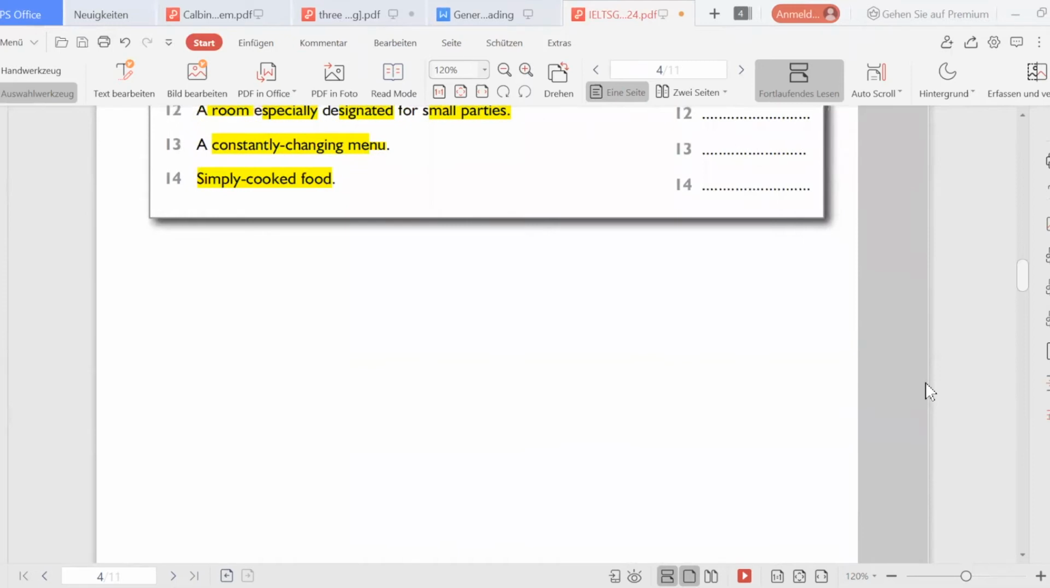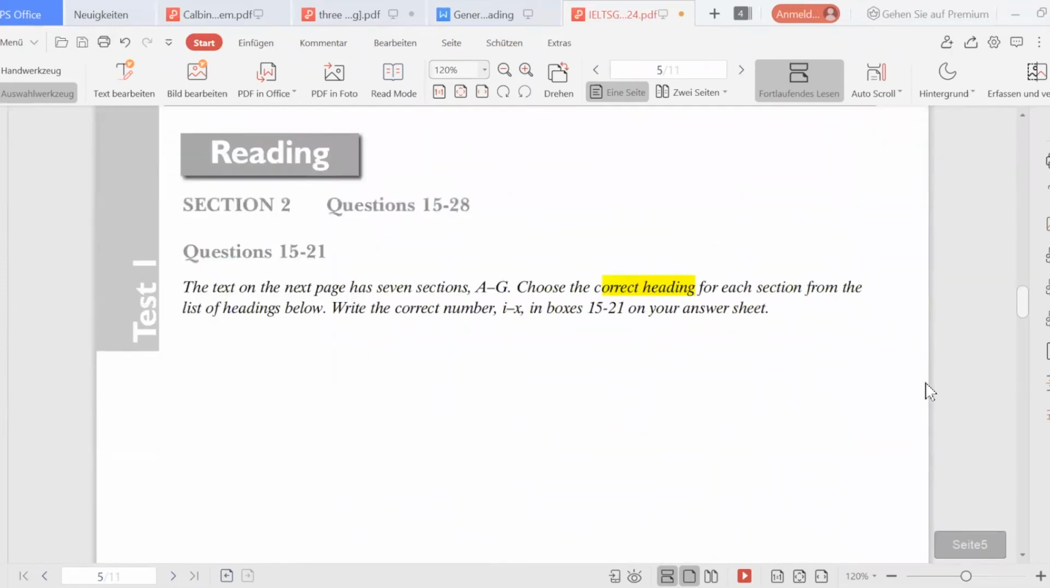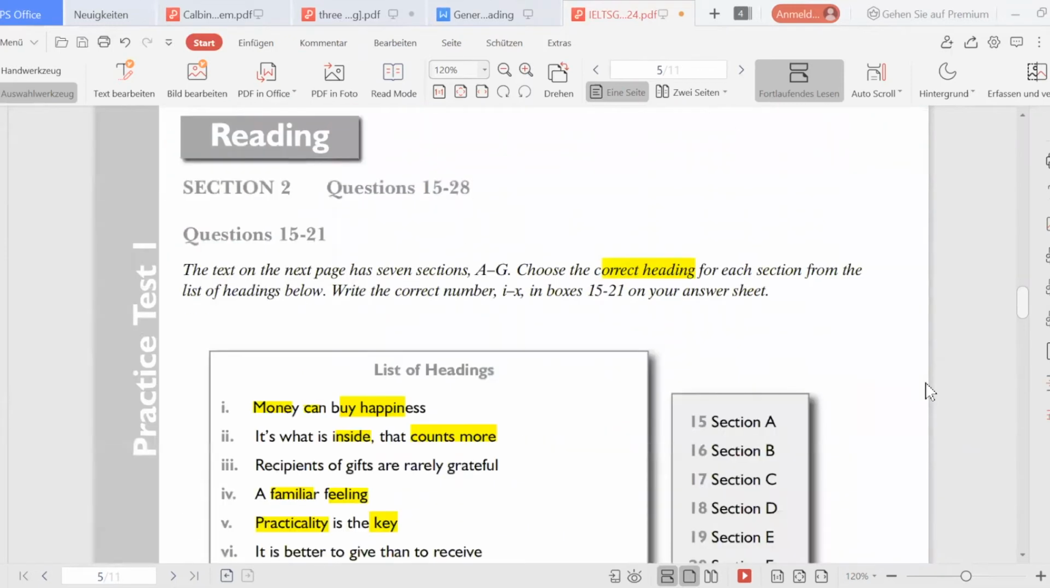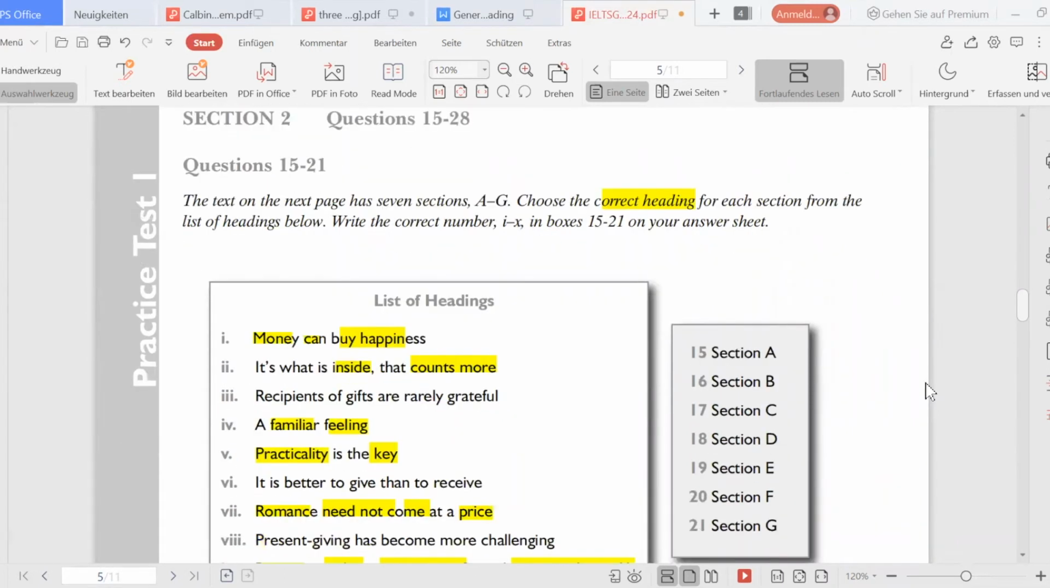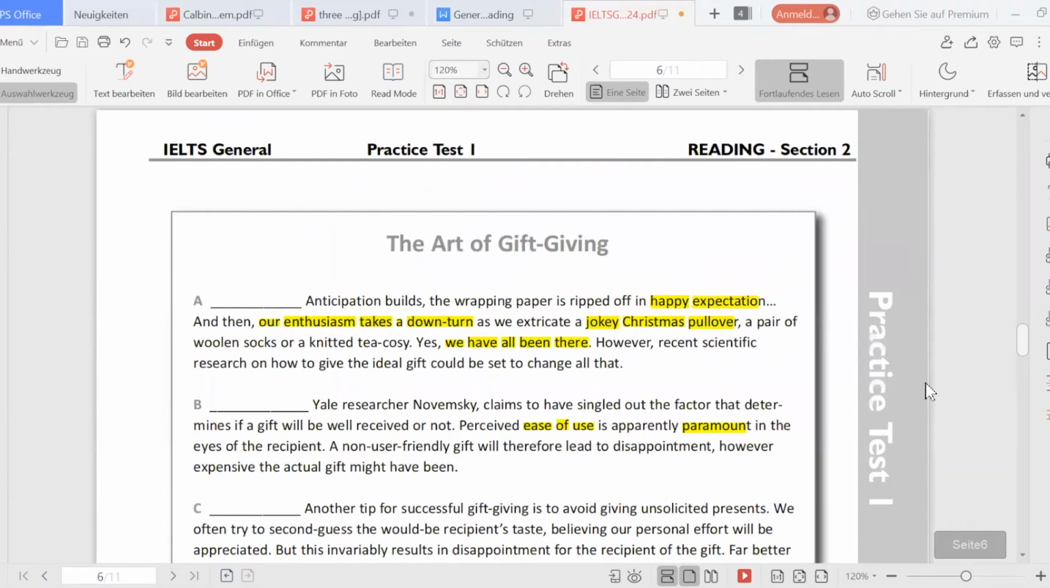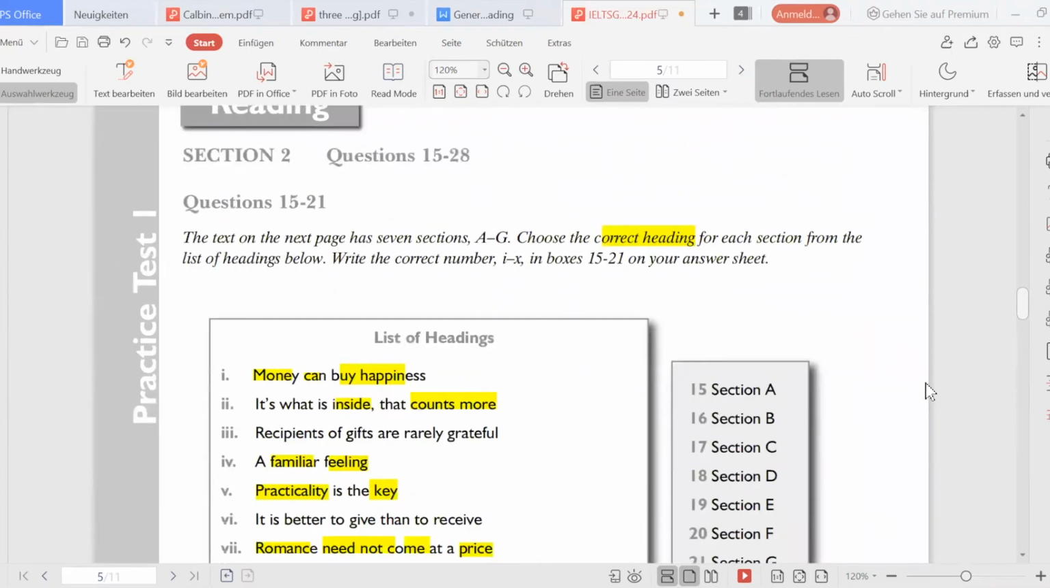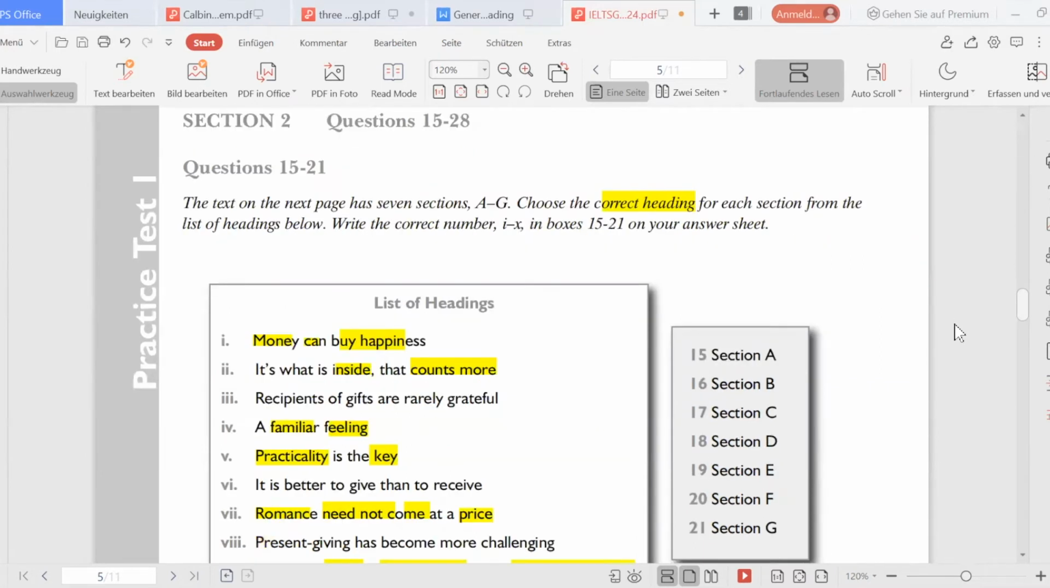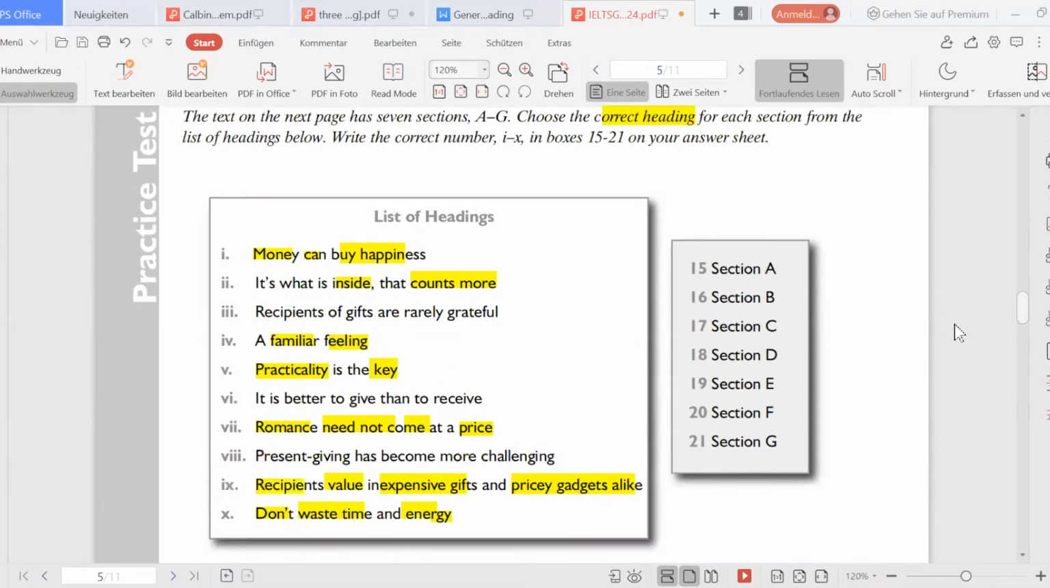Let's move on to section 2, reading text. In this case, you also have a sort of matching informations question where you've got the paragraphs and you've got to figure out a correct heading for each of these paragraphs. So this part can really waste your time, so you have to work very fast.